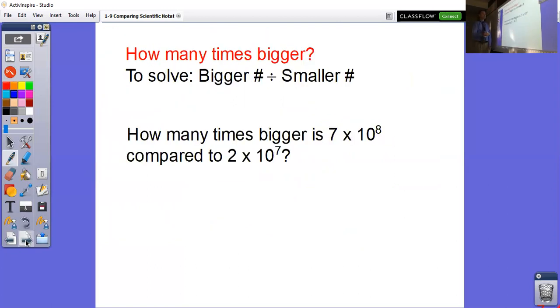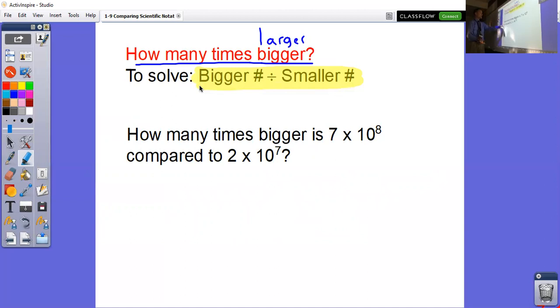The other kind of question, and this question happens on your state test a lot, is you're going to be asked the question, how many times bigger or how many times larger is one number compared to another number? Well, what you need to do is use this formula. You need to do the bigger number divided by the smaller number. When you do the bigger number divided by the smaller number, you're going to get how many times larger a number is.